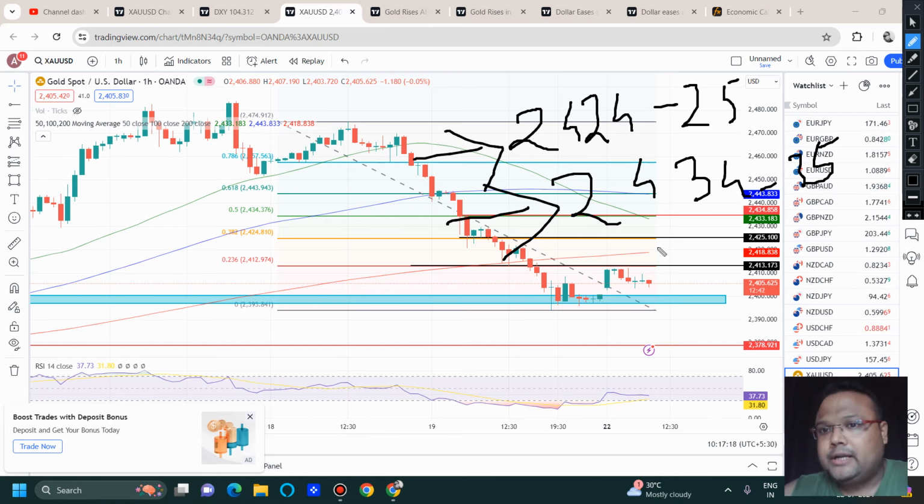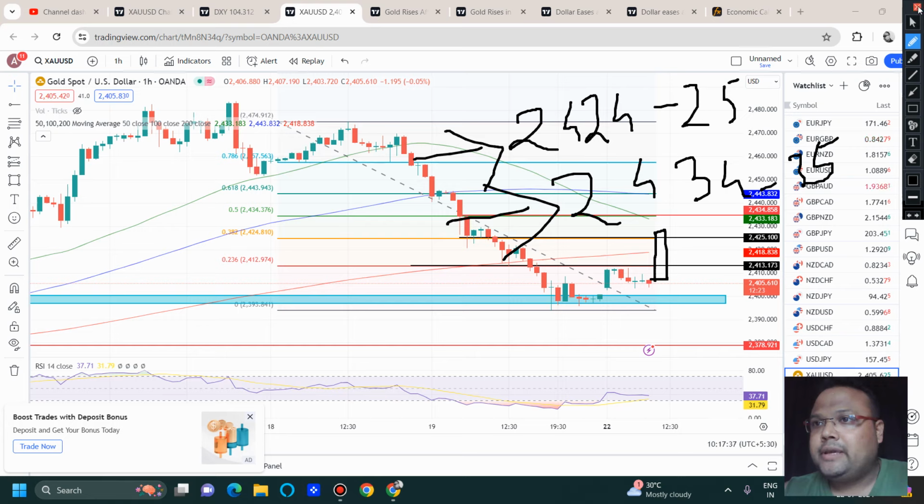US session brings volatility. So if the market forms a big green candle, then obviously these levels will not work because these are not major levels. These are minor levels where we can expect to make some quick 30-40 pips as a day trader. These levels are not for swing or positional traders.